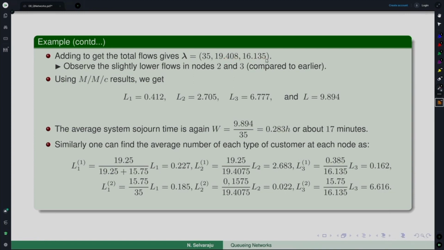Because of that, the other quantities also will have a slight effect, and that is what finally turns out to be L1, L2, L3, L. You can compute the average system sojourn time like earlier, which was slightly lower here, but it did not make too much impact on this 70 minutes because this is only an approximate value. But what you can do now individually, for each customer type, is get the mean number, to see which customer type is more in where, and so on.